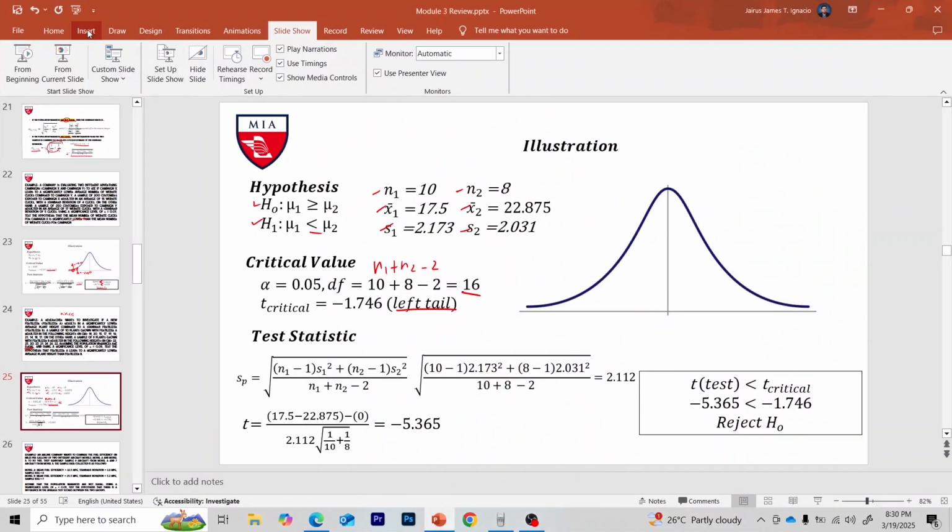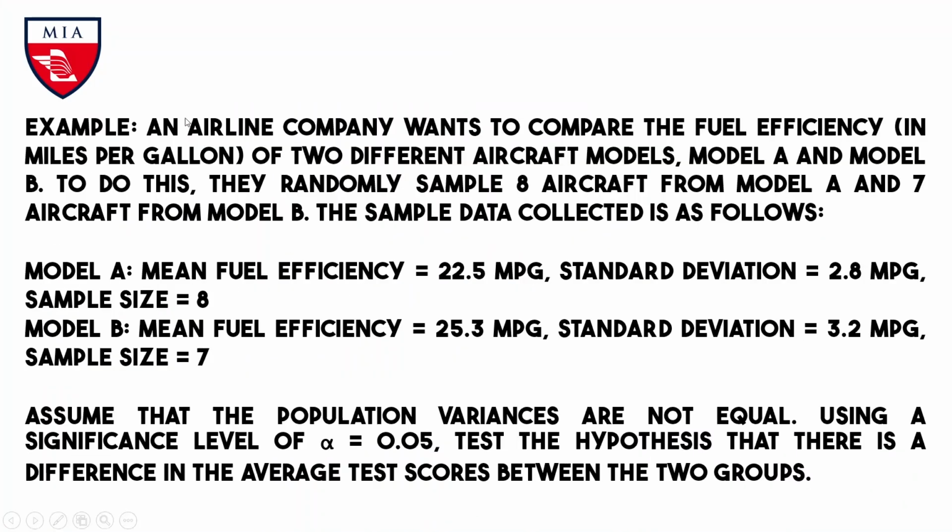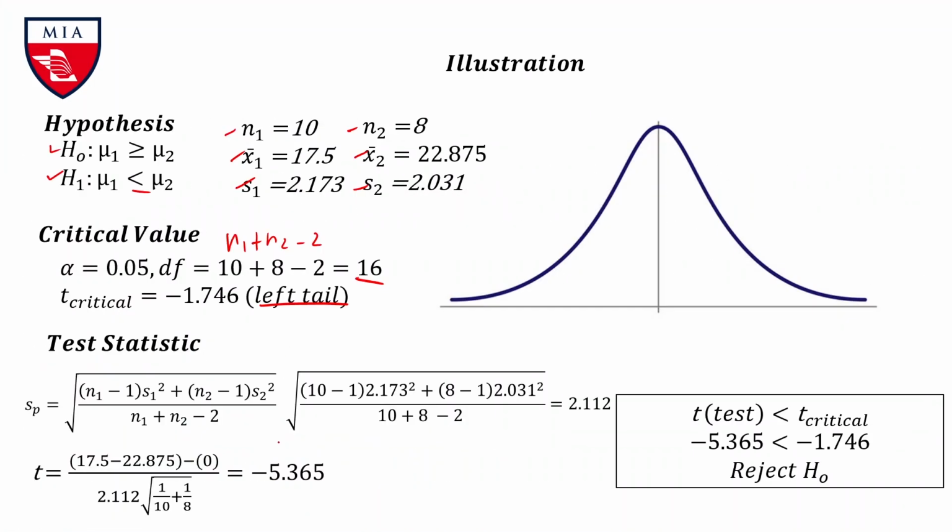therefore it is negative. So we have negative 1.746. The next step is we need to find the test statistic. First, you need to find the pooled standard deviation, by using this formula.